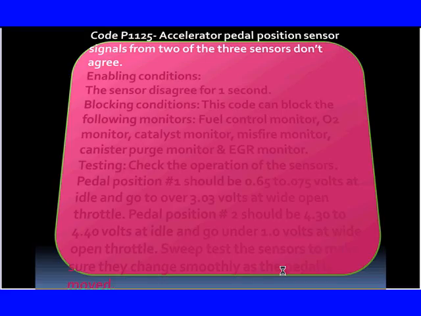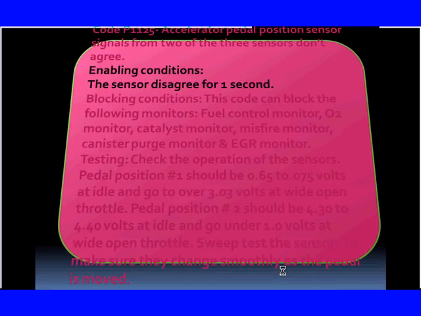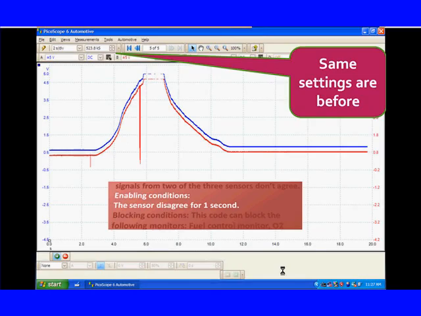Let's break this down. Here's the enabling conditions. The sensors disagree for 1 second. Now, in throttle positioning, 1 second is an eternity. And we'll talk about that later. And there's things this can block. We'll get back to that. Here is an actual scope pattern we came up with.